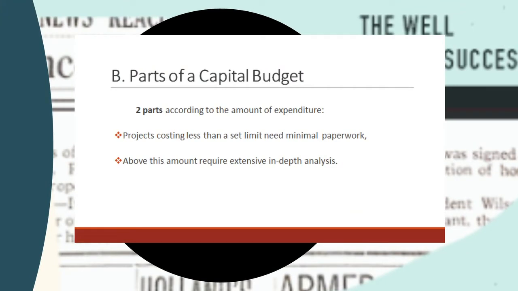Capital budgets are divided into 2 parts according to the amount of expenditure. Projects costing less than a set limit need minimal paperwork, whereas those above this amount require extensive, in-depth analysis. Thus, a low-cost project need not require an extensive market study.